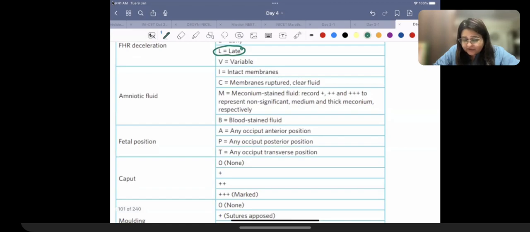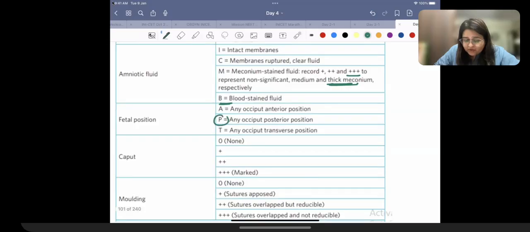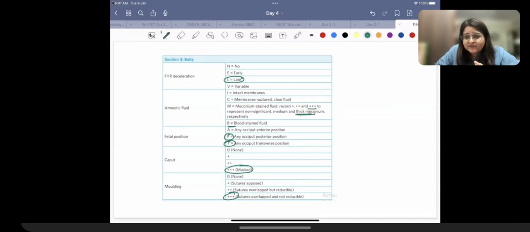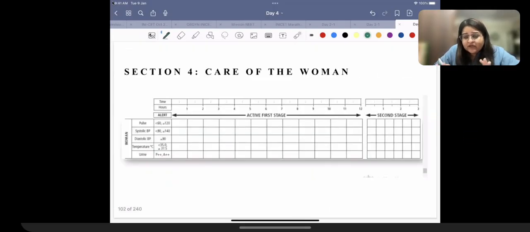In amniotic fluid, 3+ is thick meconium, and blood stained are the alert ones. In fetal position, occipito posterior and occipito transverse are alert features. 3+ caput and 3+ molding are alert features. Okay. Now you don't have to remember all of this, but I'm just telling you to make you understand. I don't think you need to know the detail of this, but you should understand what changes there are in the labor care guide that were not in the earlier one.